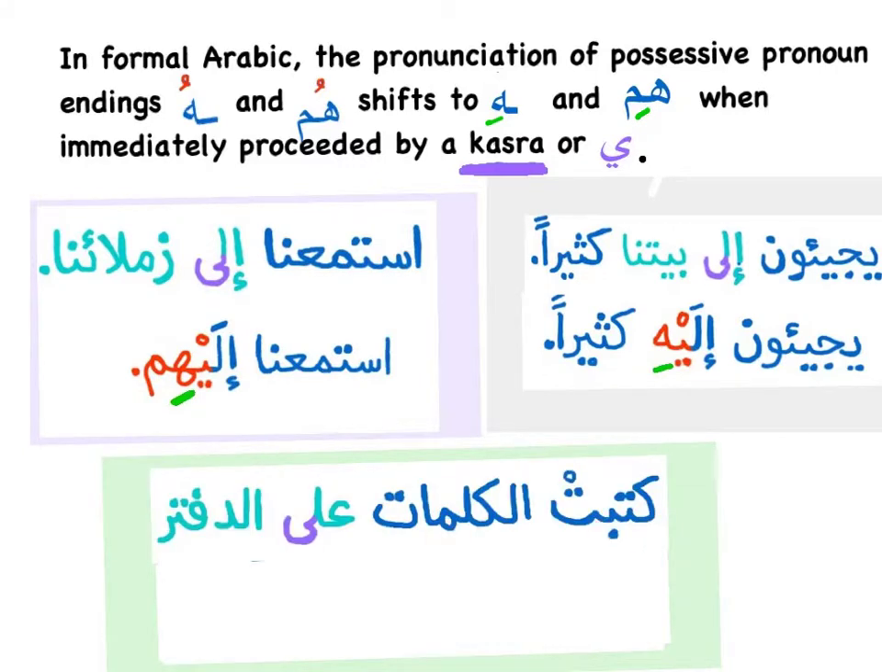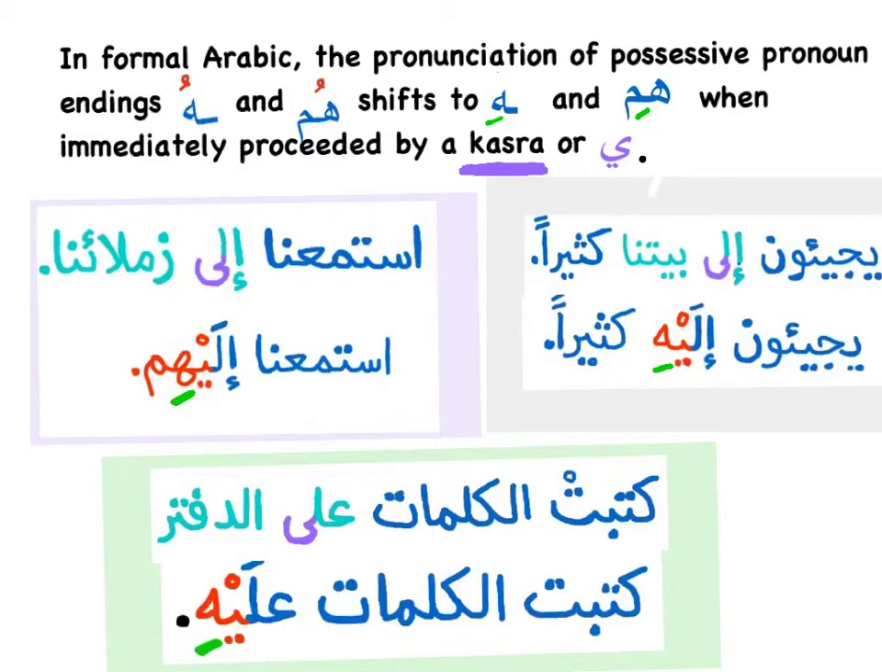Another example, كتبت الكلمات على الدفتر. I wrote the words on the copybook. Good call. And so على الدفتر, دفتر is masculine, so it takes who, but since على is a preposition, it's مجرور, and so on. So it's كتبت الكلمات عليه. Okay, I guess the point is obvious. What we're trying to say is that the possessive pronouns like hum and who are affected by the jarra and the ya, so it gets voweled accordingly.